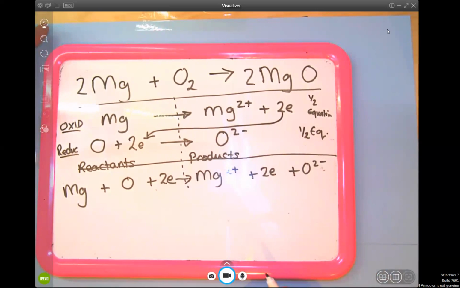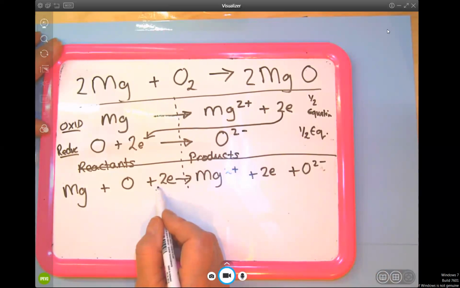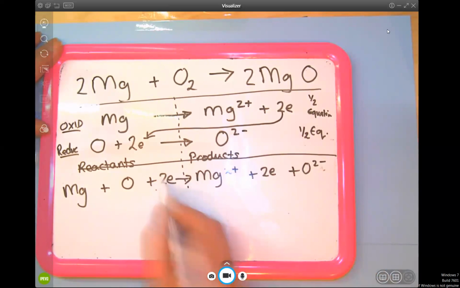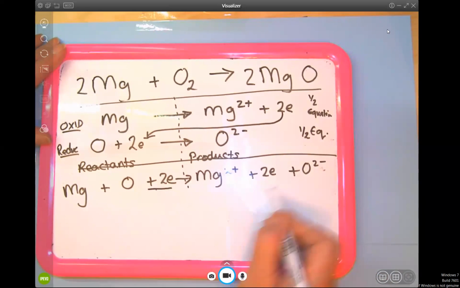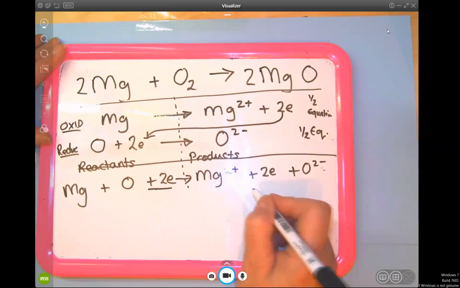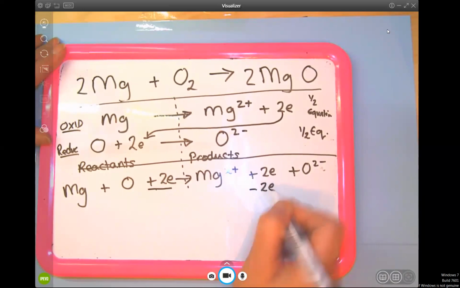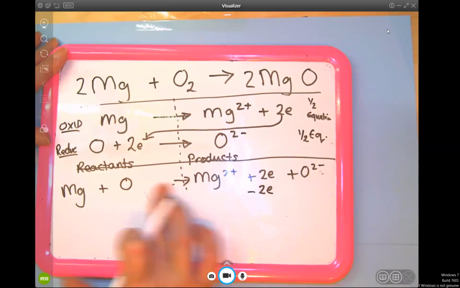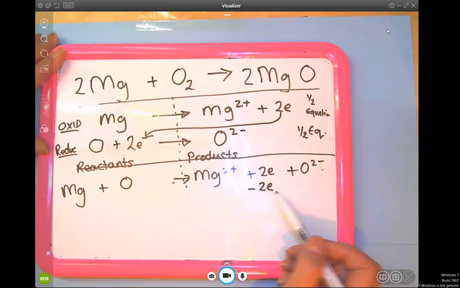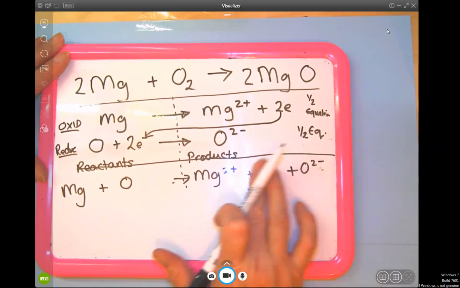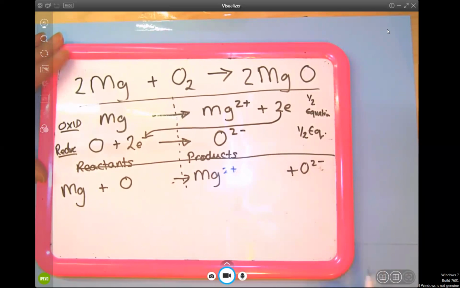Just like a numerical equation, I could rearrange it and put these electrons on this side of the equation. So if I move these to this side of the equation, the plus sign becomes a minus sign. So I can take those away. And then what have I got? I've got plus 2 electrons, take away 2 electrons. So they actually cancel out. So now I'm left with what I would call an ionic equation. Okay, so this is my ionic equation because it just contains ions.